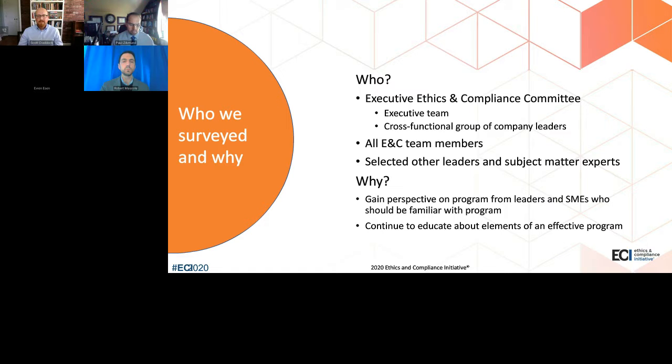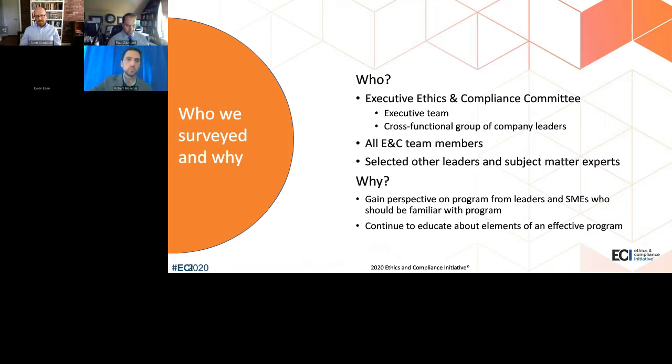So we wanted to get an assessment from folks, like Paul mentioned, who would have contact with the program and who would understand what the ethics compliance program consists of. We also wanted to use it as a tool to continue to educate folks, so that in taking the survey, it will reinforce their learning about what an ethics compliance program consists of. So we chose to survey our Executive Ethics Compliance Committee, a group of roughly 15 folks: our executive team plus officers in cross-functional disciplines, as well as some subject matter experts.